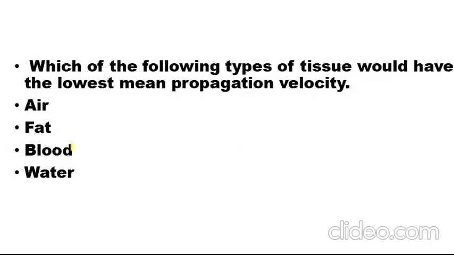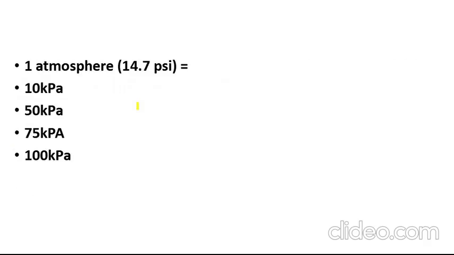So next MCQ, which of the following types of tissue would have the lowest mean propagation velocity? Air, fat, blood, water. So the correct answer is option A. Air के अंदर सबसे कम होती है propagation velocity.